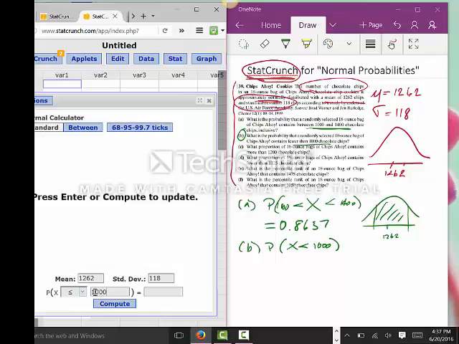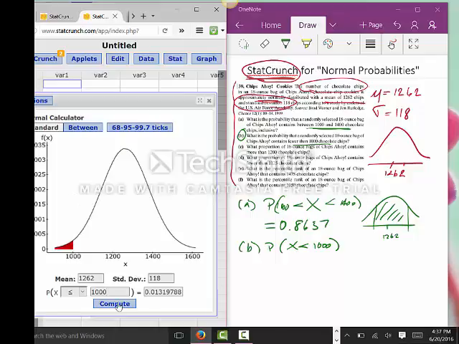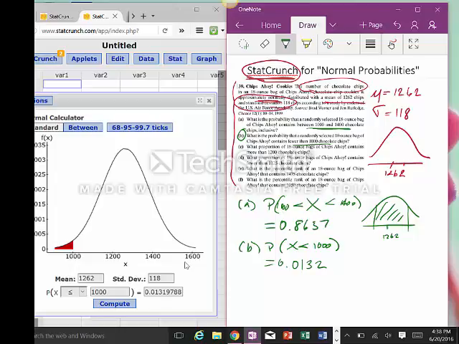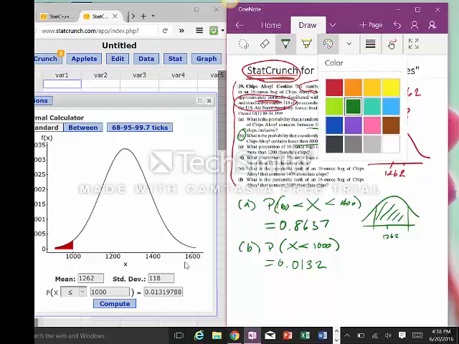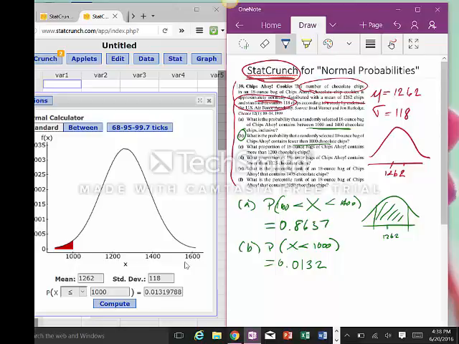Again, notice that it went away because we took one of these 5 pieces away, and so we need to have 4 out of the 5 filled in order for it to give us the other one. So I put in the 1,000 there and I hit compute. You can see it draws a sketch, and then the probability is pretty small here. So this is equal to 0.0132 rounded to 4 decimal places. I'm going to look at one more example here.